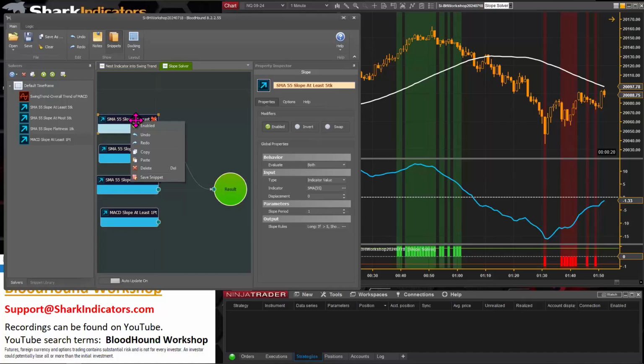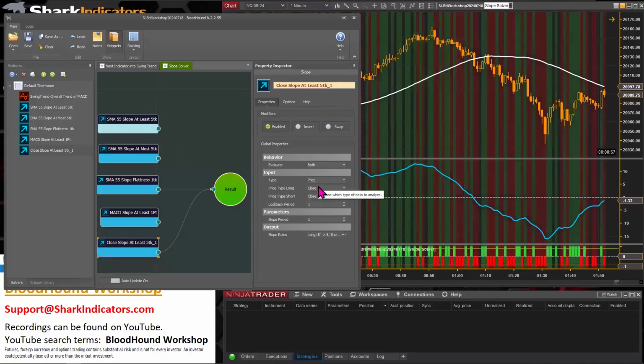So I'm going to copy the at least 5 ticks of slope, paste that down here. And this time, let's look at price instead of an indicator. Right. So with the slope solver, if we switch the input over to price, we can check to see if the close of each bar moved a certain amount of distance. Right? And actually, instead of 5 ticks, let's look for 5 points there.